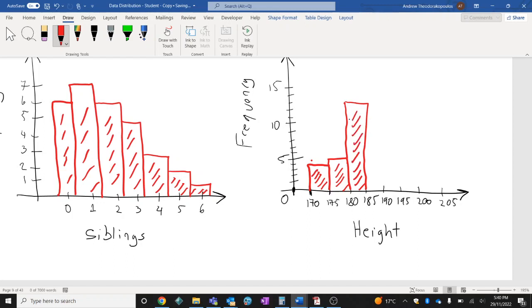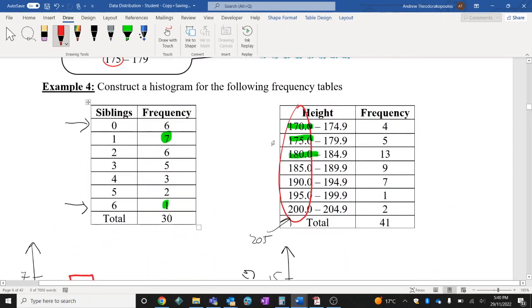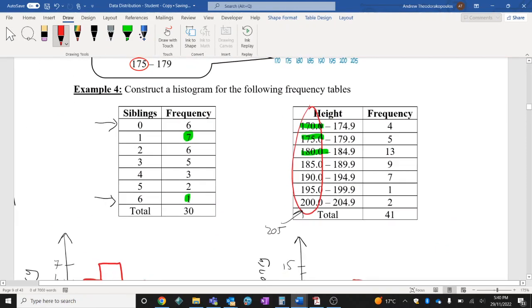Then we have a 9. Make sure you use your ruler, line it up so it's perfectly in line. Then we have a 7. And a 1. And 2. And that is your histogram for discrete numbers and continuous numbers.